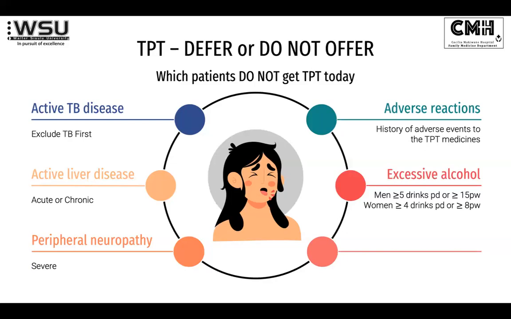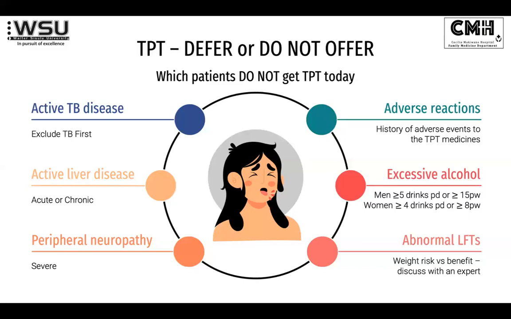drinking is too much. So the idea is mainly drinking 5 or more drinks per day or more than 15, they call it standard drinks per week. So that will be the standard beer or standard glass of wine or standard shot of alcohol. And for women, they have a cutoff of more than 4 drinks per day or more than 8 per week. And that's for both pregnant women as well as non-pregnant women.